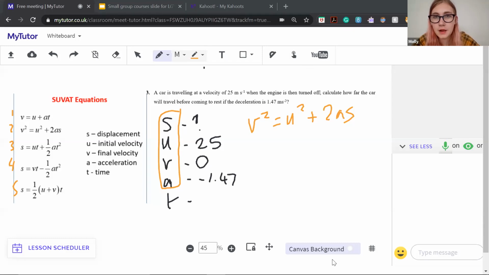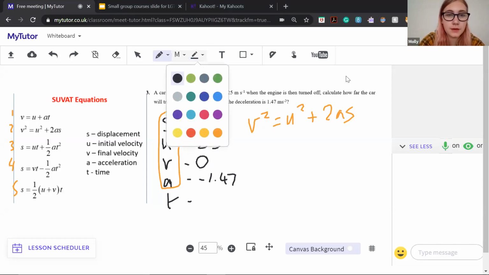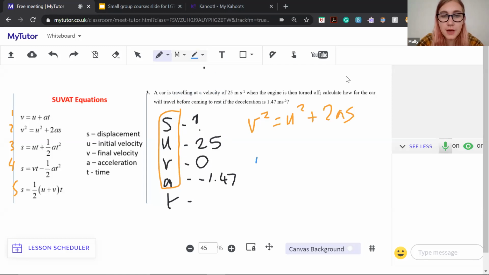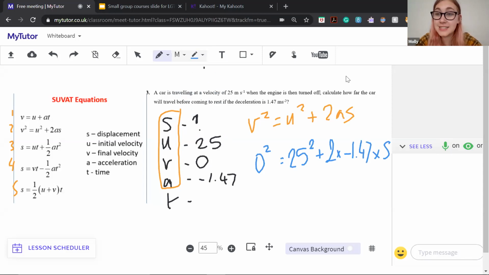Okay, let's go through this now. So a tricky one this, but that's okay. So let's just fill in the values that we have. It's exactly the same as we have been doing before. So fill in V. Let's do this in blue. So V squared equals U squared plus 2 times A times S. Let's simplify that down. 0 squared is 0.